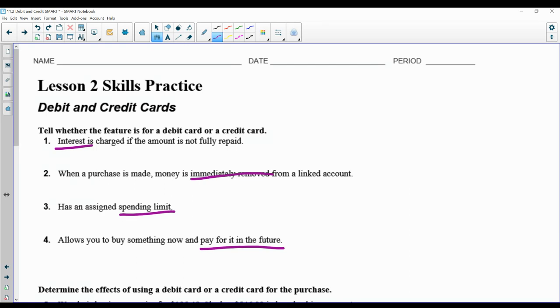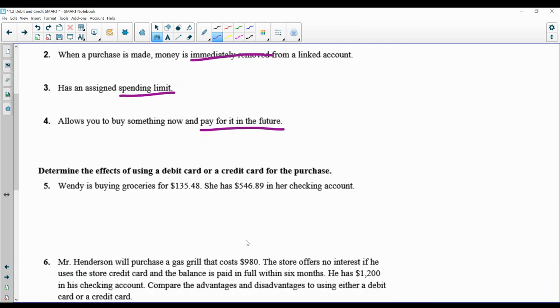For number 1, you need to say whether this is a credit card or a debit card. Question number 2, the same thing: debit card or credit card. Question number 3, is that describing a debit card or a credit card? Question number 4, is that describing a debit card or a credit card? The next question is question number 5, and it says determine the effects of using a debit card or a credit card for the purchase.